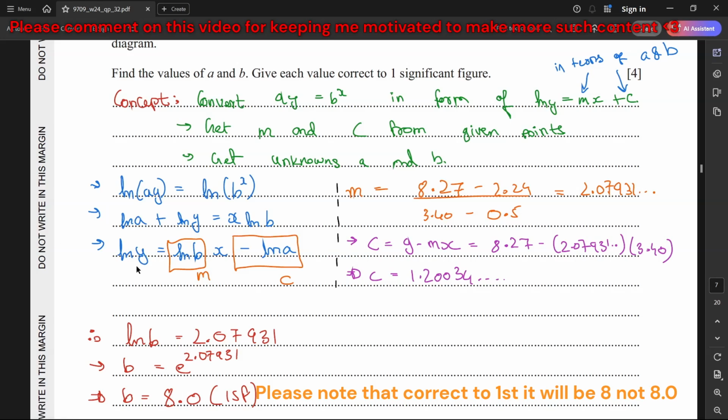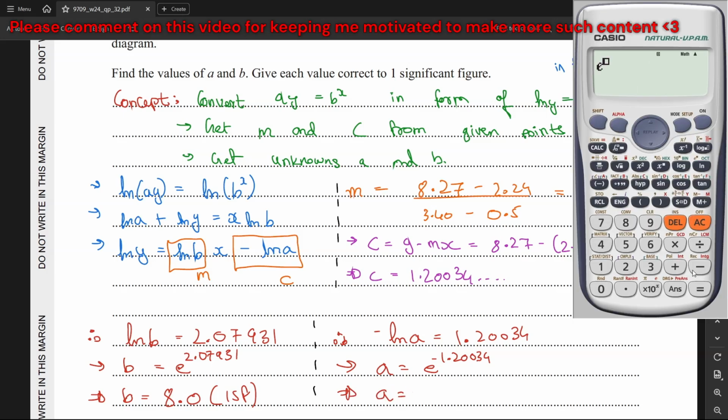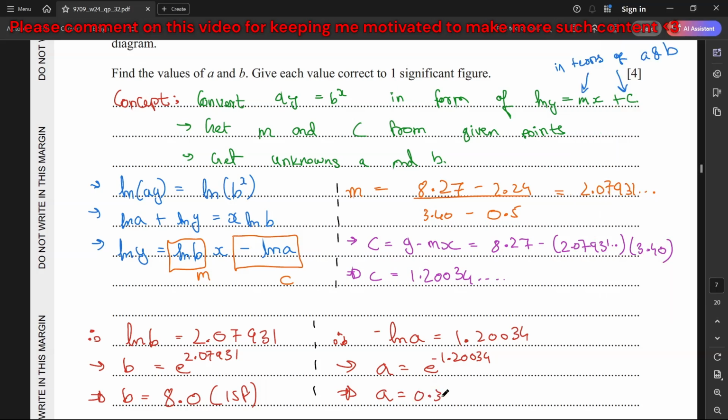And now I can repeat the same calculations for getting the value of a. And for that, again, I'll use my red color and say that, therefore, my minus ln a is equal to 1.20034, which is basically, I'm going to shift my minus sign to the left hand side, so it's going to become a is equal to e to the power of negative 1.20034. This implies that the value of a that I'm going to get over here using my calc will be e to the power of negative 1.20034. Okay, that is 0.3 correct to 1 SF. So 0.3 will be your final answer for the value of a correct to one significant figure.